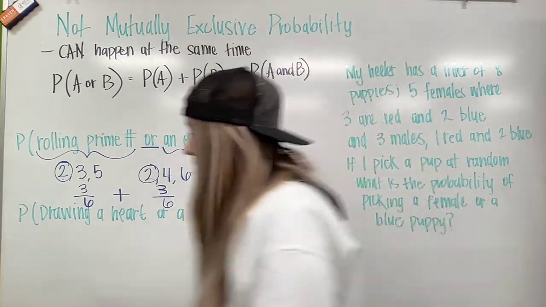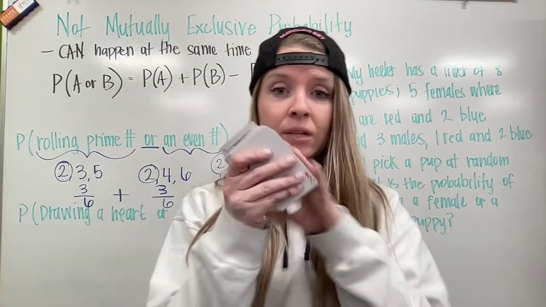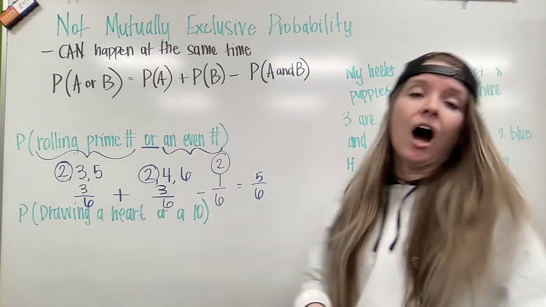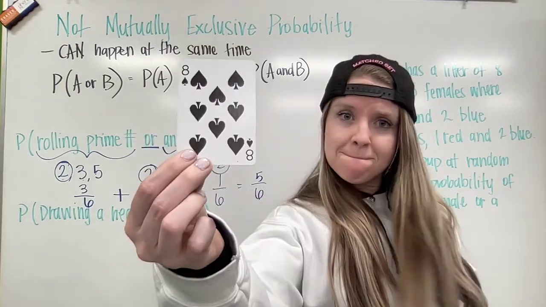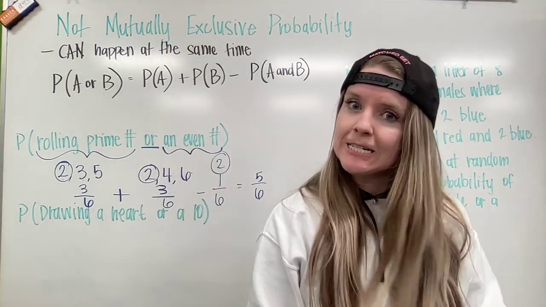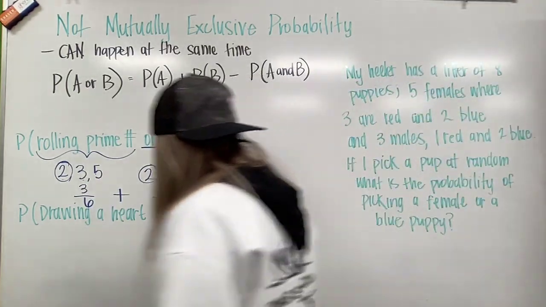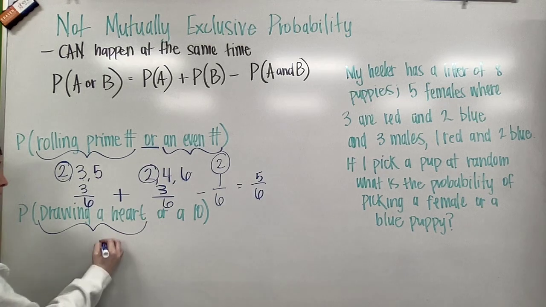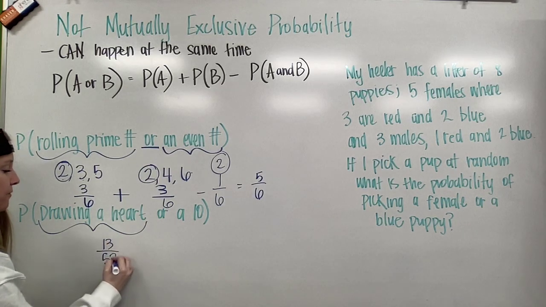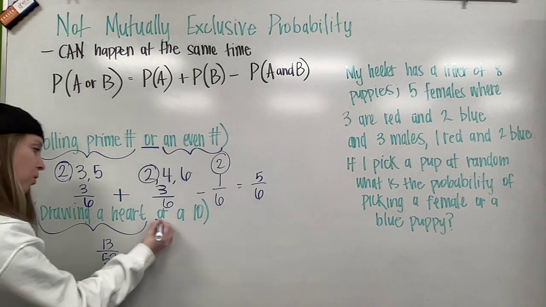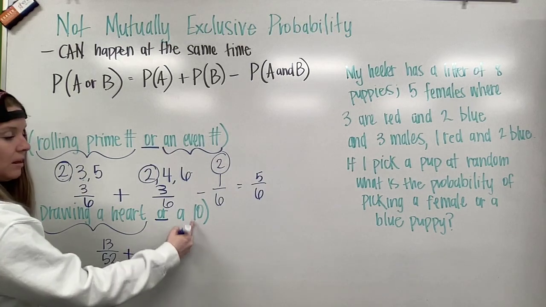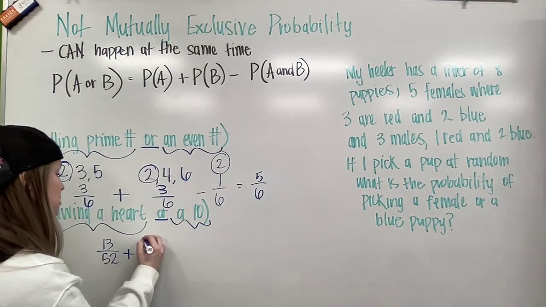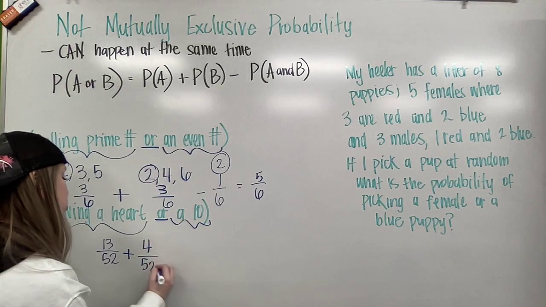Let's try another. Deck of cards this time. What is the probability of drawing a heart or a 10? Okay, so let's take a look. Probability of drawing a heart, well, that's 13 out of 52. Or means add drawing a 10. There are 4 10s in the deck. So 4 out of 52.